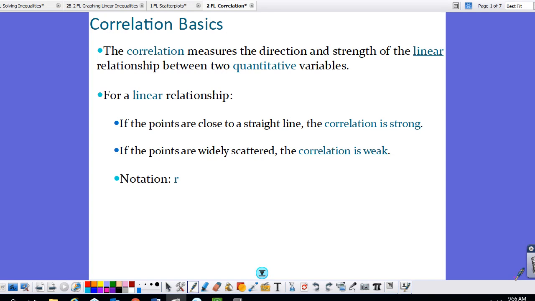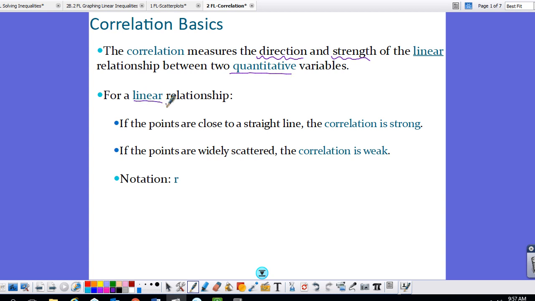All right, so correlation, that was part of what we described when we talked about our scatter plots. What it's looking for is the direction and strength of linear relationships between two quantitative variables. We don't typically graph categorical, but we will talk about that a little bit in this unit, how you might be able to do that.